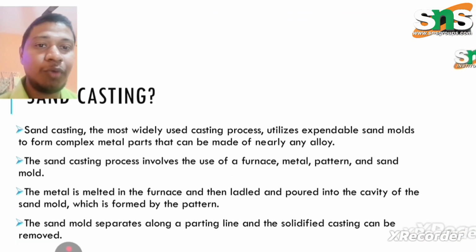Sand casting. The most widely used casting process utilizes expendable sand molds to form complex metal parts that can be made of nearly any alloy. The sand casting process involves the use of a furnace, metal pattern, and sand mold. The metal is melted in the furnace and then ladled and poured into the cavity of the sand mold, which is formed by the pattern. The sand mold separates along a parting line and the solidified casting can be removed.